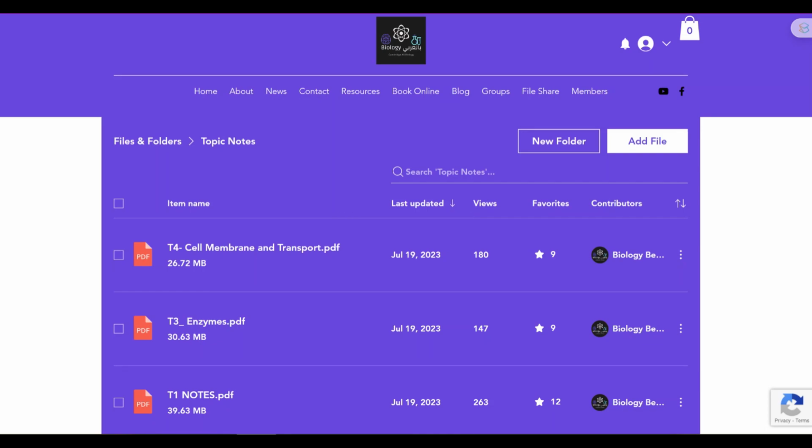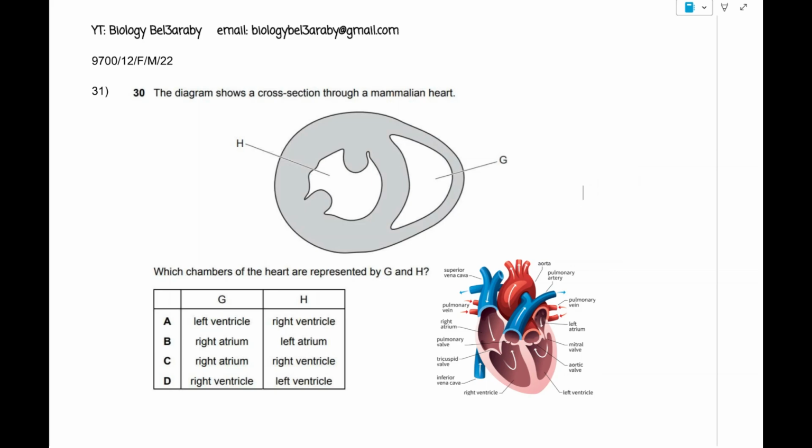Question number 31. The diagram shows a cross-section through a mammalian heart. Which chambers of the heart are represented by G and H?